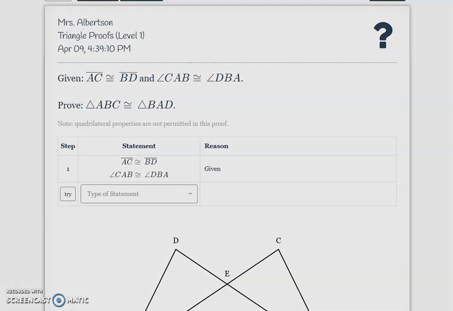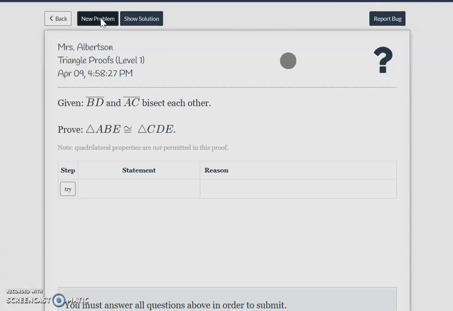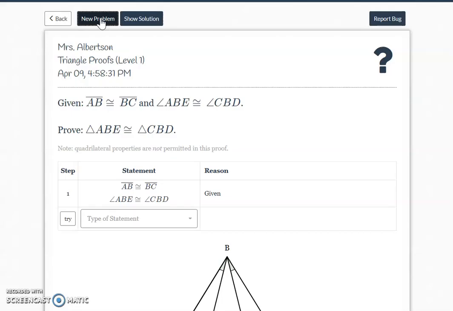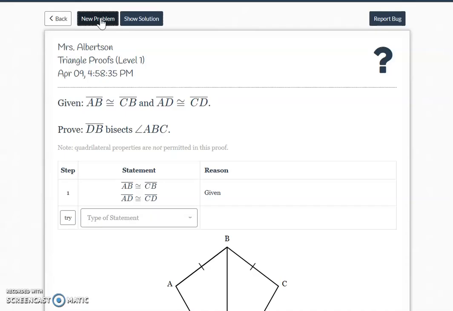So I'm going to click on New Problem until I get one that does. So here again, this one is just proving triangles are congruent. And I don't want that. So I am going to keep clicking until sooner or later, or not. Thank you. Here we go. Okay, so my proof statement is something other than that two triangles are congruent. And that's what we're looking for, so we can get some practice with CPCTC.